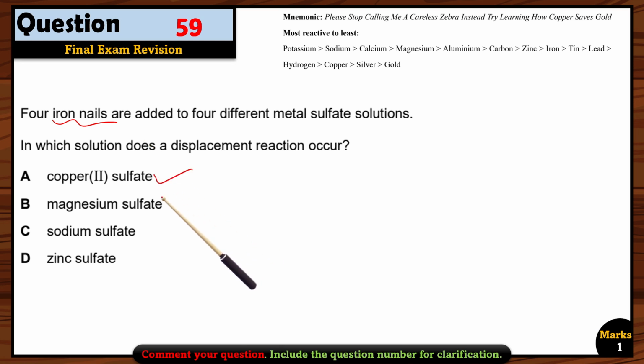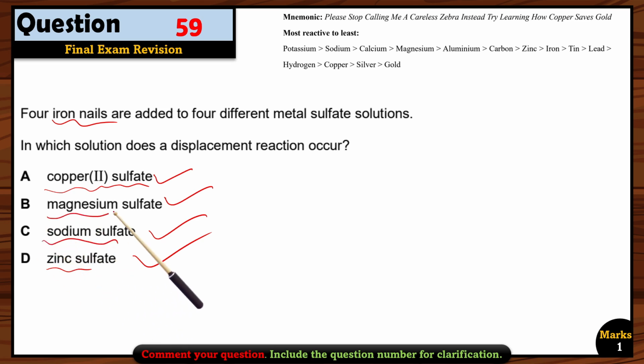So any of the solutions that has a metal which is less reactive than the iron will only be displaced by the iron, right? So let's see which one is less reactive than the iron. If you see the reactivity series, iron is here and copper is here, right? So the copper option can be the only right option, because zinc is more reactive, iron cannot displace zinc.